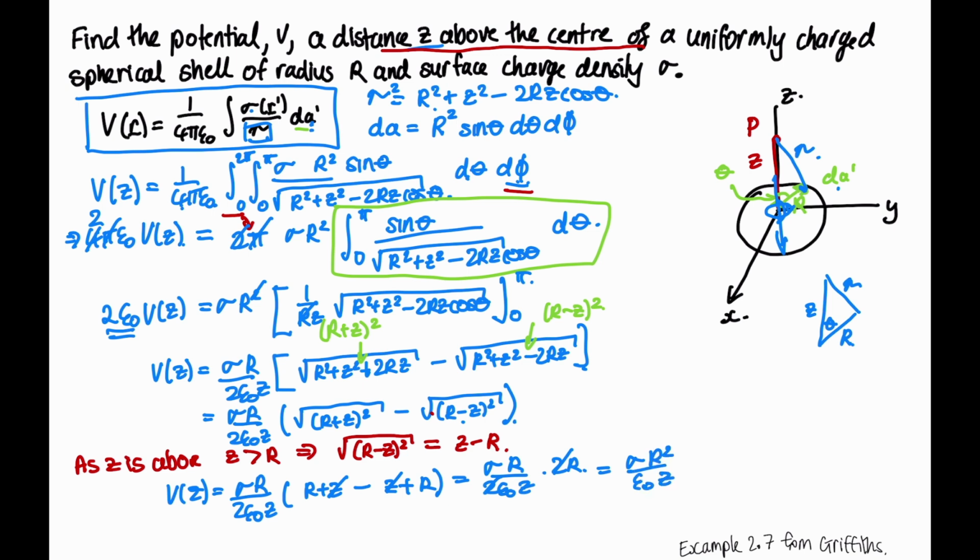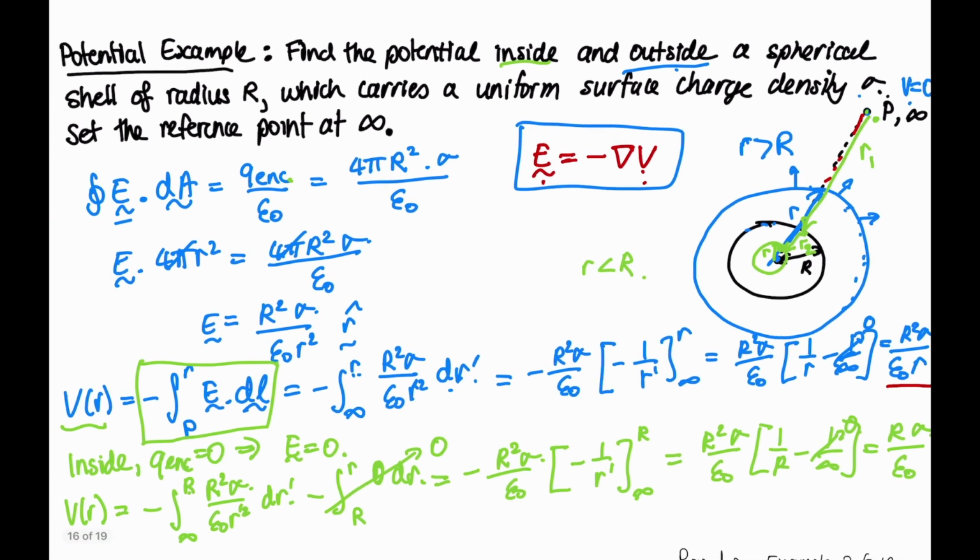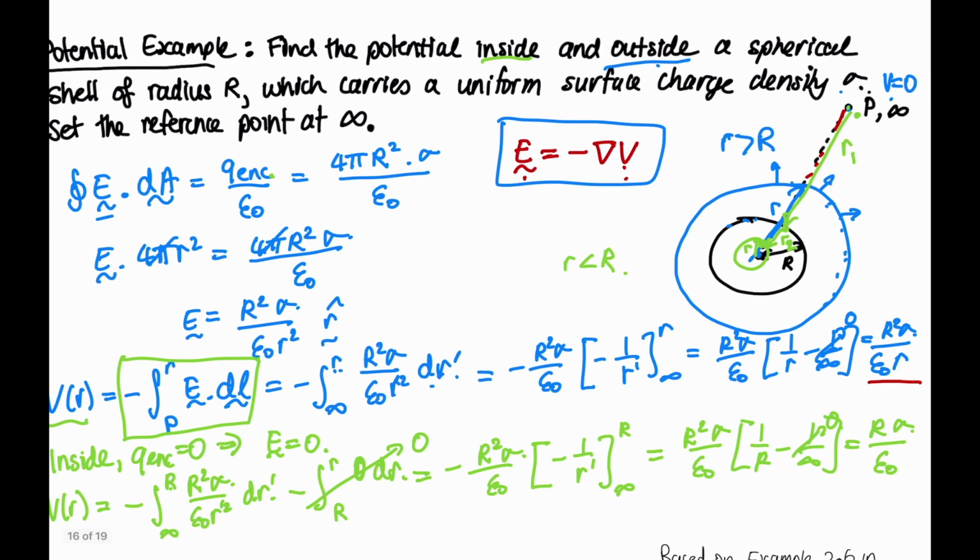Okay, so we did solve this problem another way, so we should have ended up with the same result. So let's just have a look back and see if that's true. Here is our result from when we solved it this time, R squared sigma over epsilon naught r, and for this problem, r was the distance from the center of the sphere, which is the same as z in this case. So those two are in agreement.